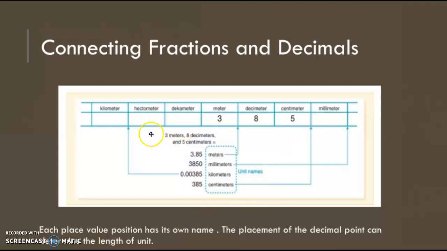So in actuality, here we have 3 meters, 8 decimeters, and 5 centimeters, which actually equals this here.